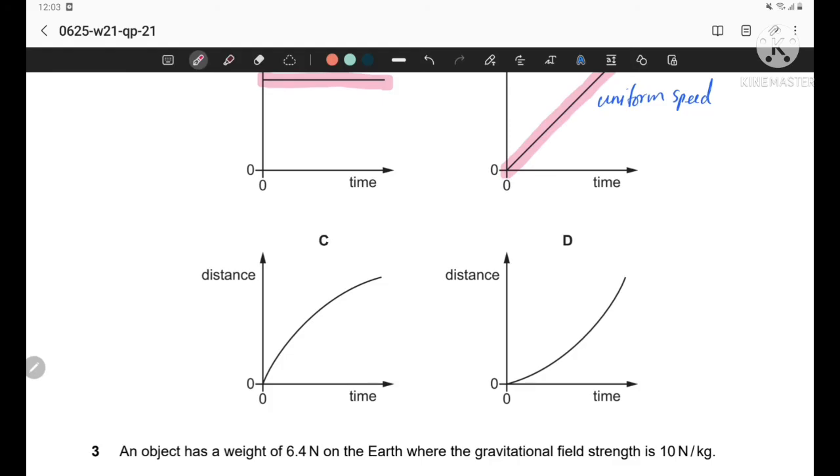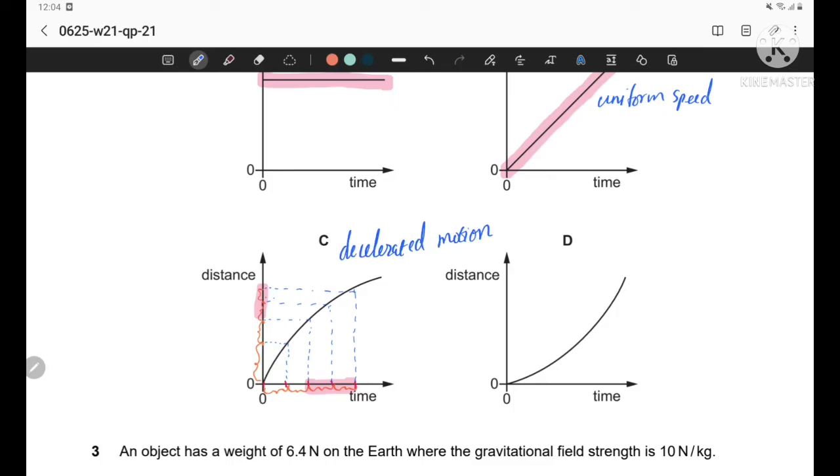Let's look at option C. Here we can consider equal time intervals. You can use a ruler and mark some points at equal distances. At equal time intervals, we can see what happens to the distance covered. For that, we can extend the graph to the y-axis. If you extend, you can see that at equal time intervals, the distance covered is not equal, which is reducing. So we can understand that at the end of the journey, in the same time, it's covering less distance. So it is a decelerated motion.